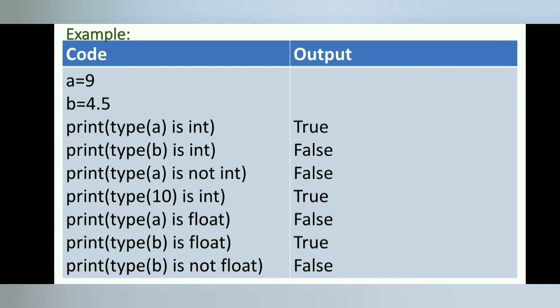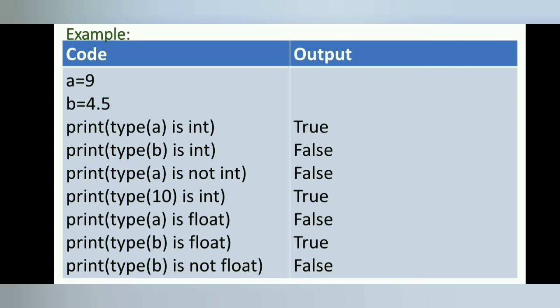Unlike the print function, type is a built-in function in Python. It returns the data type of an object. In this Python code, the value of a is an integer data type and the value of b is a floating point data type. The output of print type a is int will be true because both the operands are of the same data type. Similarly, the output of print type b is int will be false because both the operands are of different data types. That is, we are comparing a floating point with an integer data type, so the result is false.